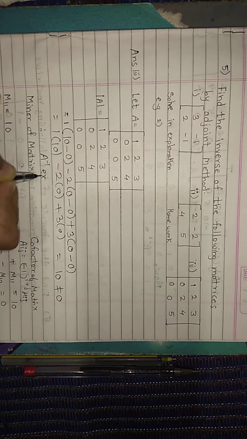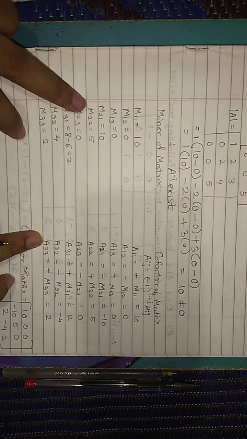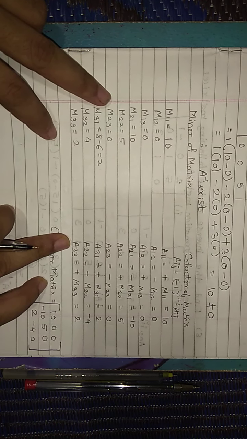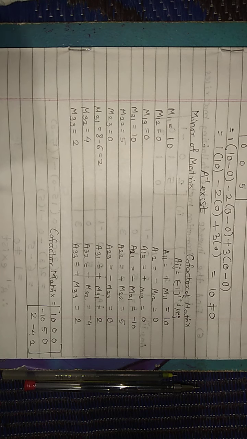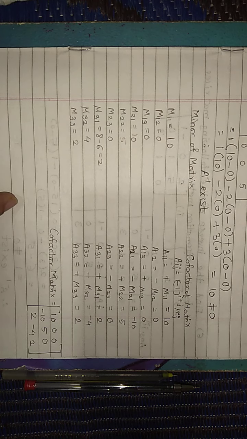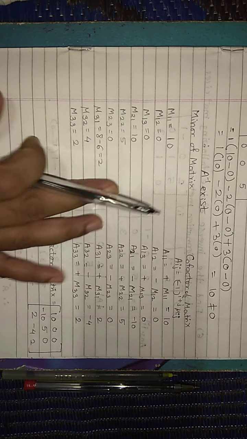Therefore, A inverse exists. Now whenever A inverse exists, we go to the next steps: the minor of the matrix, then the cofactor matrix, and then we find the adjoint of the matrix, and last we use the formula for the adjoint method. A inverse is equal to 1 upon determinant of A into adjoint of A. So first we find the minors of the matrix, M11.